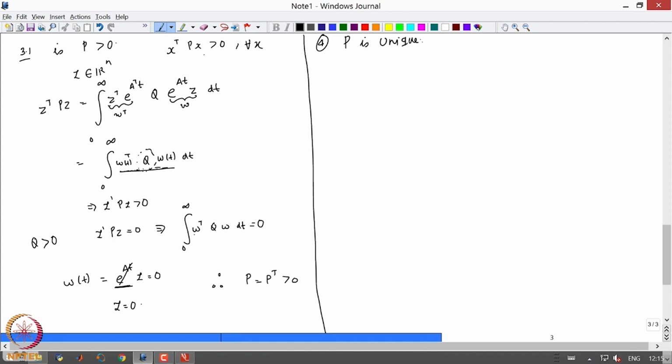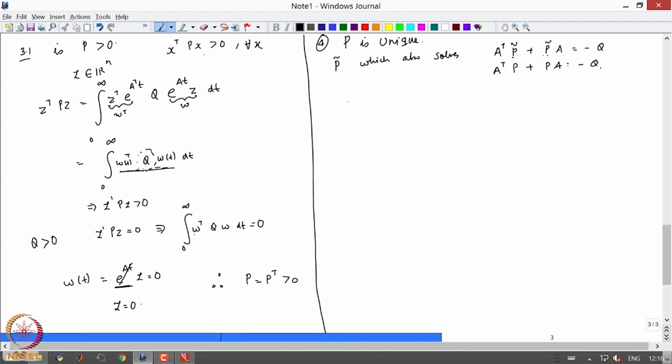Okay. Now let me just consider any other P tilde which also solves this thing: A transpose P tilde plus P tilde A is minus Q, right. What I already know from the first 3 points here is that P is also a solution. So this guy P tilde comes from nowhere and claims that, okay, I am also a solution. Now I will just verify what this means.